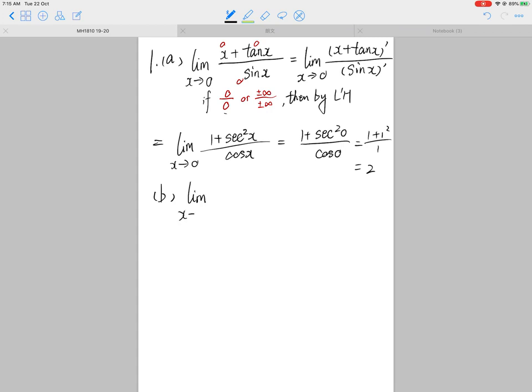Part B. Again, if you sub in, you can see the top is e to the power of 0, it's 1, minus 0, minus 0. The top is 0. The bottom, subbing 0, is 0. So 0 over 0, you can use the L'Hopital's rule.